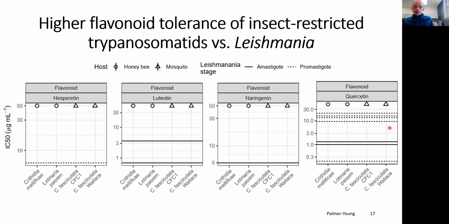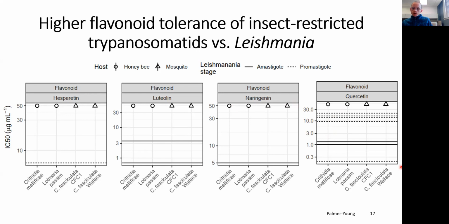Finally, the majority of the compounds tested, although they were chosen for their activity against Leishmania, had weak effects on these insect-restricted parasites. This was particularly notable for most of the flavonoids, which are present in nectar consumed by both bees and mosquitoes. However, the sandflies that vector Leishmania also consume nectar, raising the question of why flavonoid tolerance appears to have lapsed in this two-host parasite.